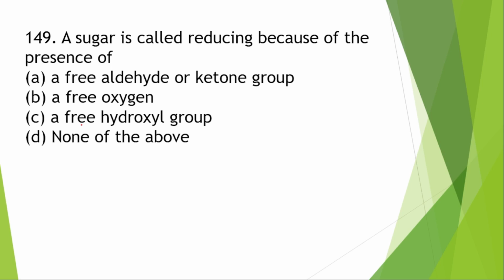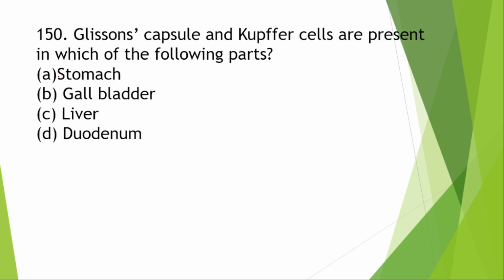149. A sugar is called reducing because of the presence of a free aldehyde or ketone group. Yes, a free oxygen, a free hydroxyl group, and none of the above. The right option is option A. 150. Glisson's capsule and Kupffer's cells are present in which of the following parts? Stomach, gallbladder, liver, duodenum. So here it is the part of the liver.